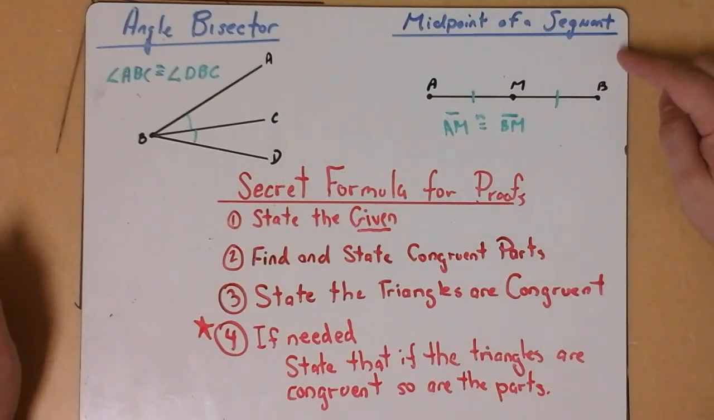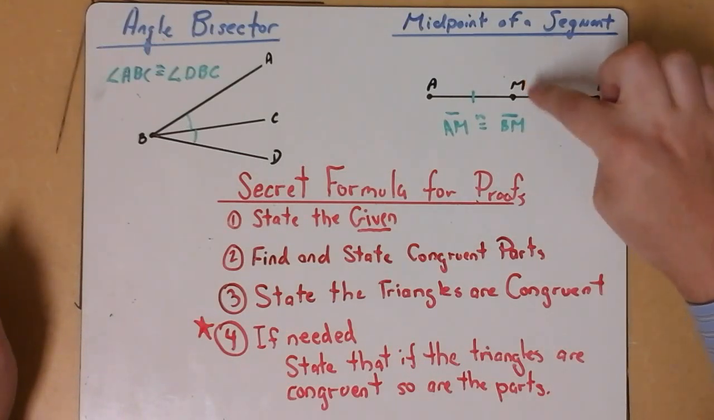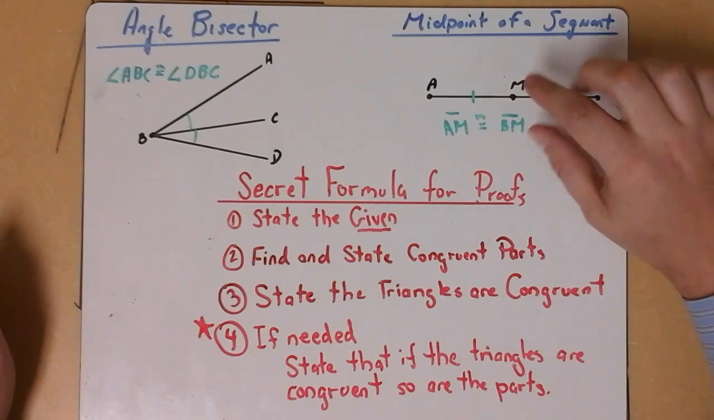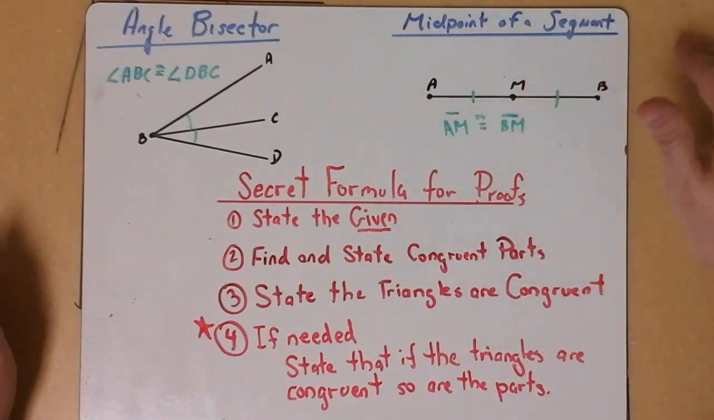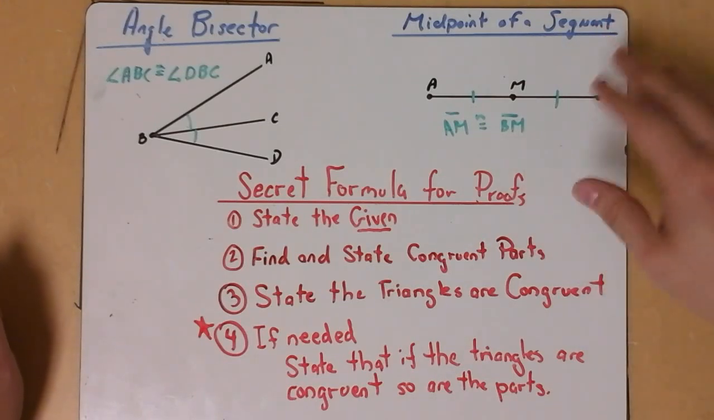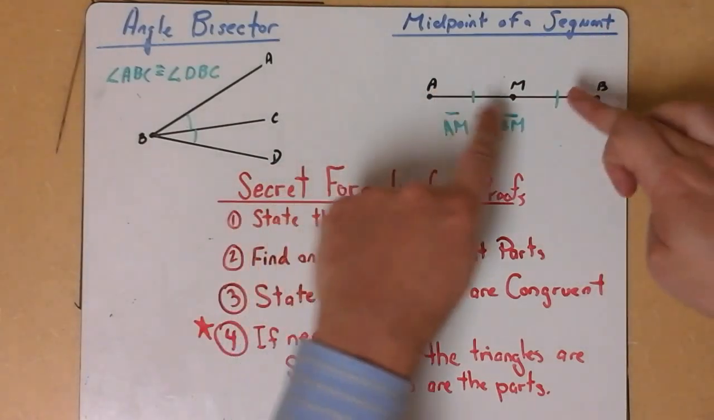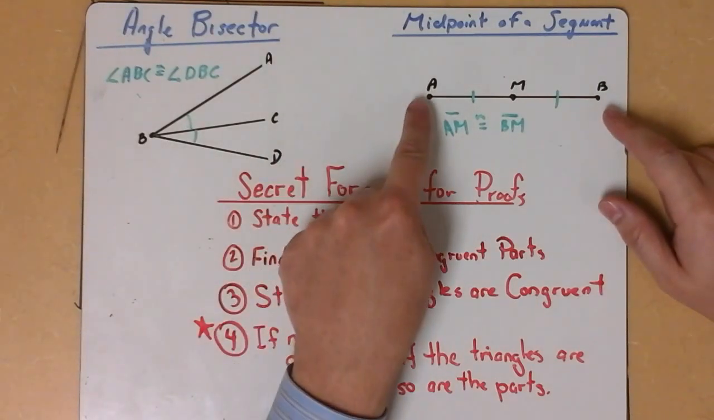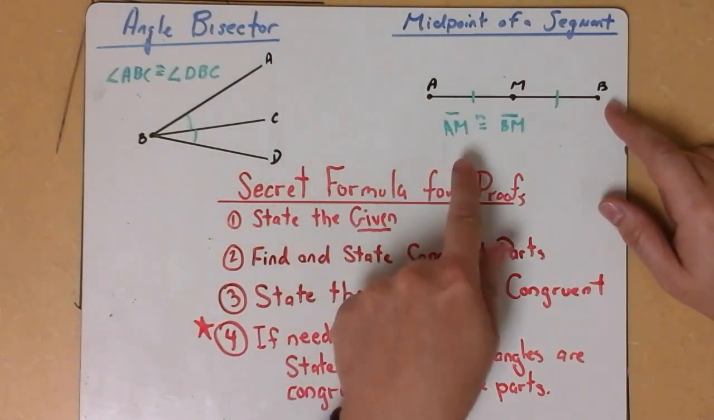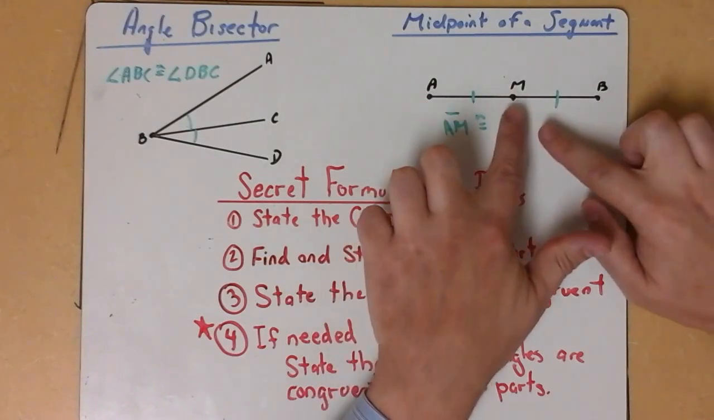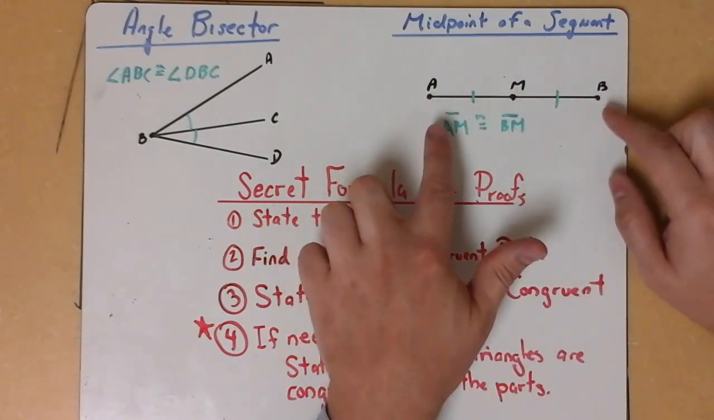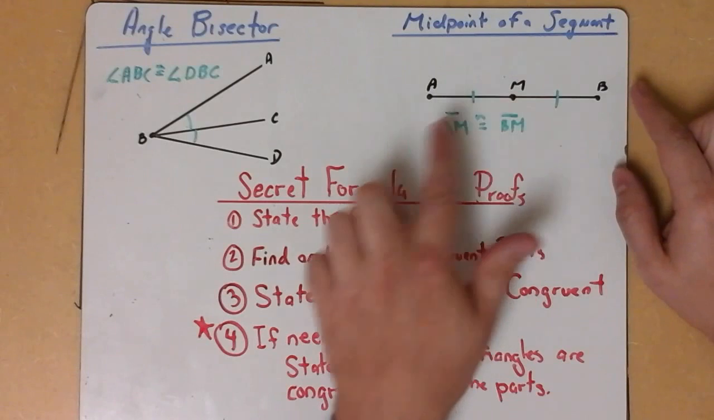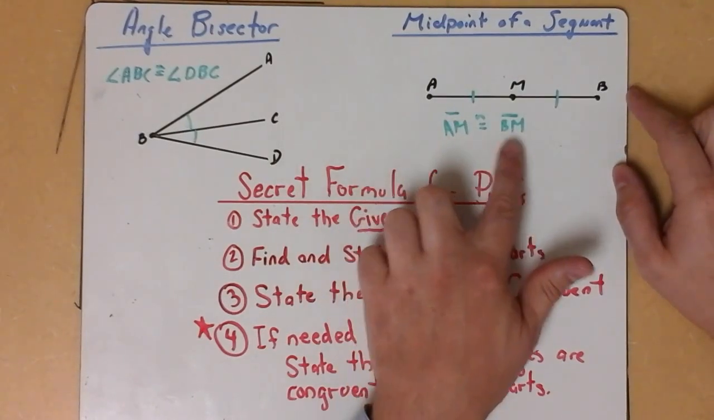Midpoint of a segment. So when I have a stated midpoint on a line, or a side, or a segment, it actually has to be a segment. It can't be a line, right? Because if it doesn't have ends, we don't know what the middle is. It has to be a stated midpoint of a segment. What happens is I have two congruent parts here. Two congruent segments as a result of that midpoint. And that is AM is congruent to BM.